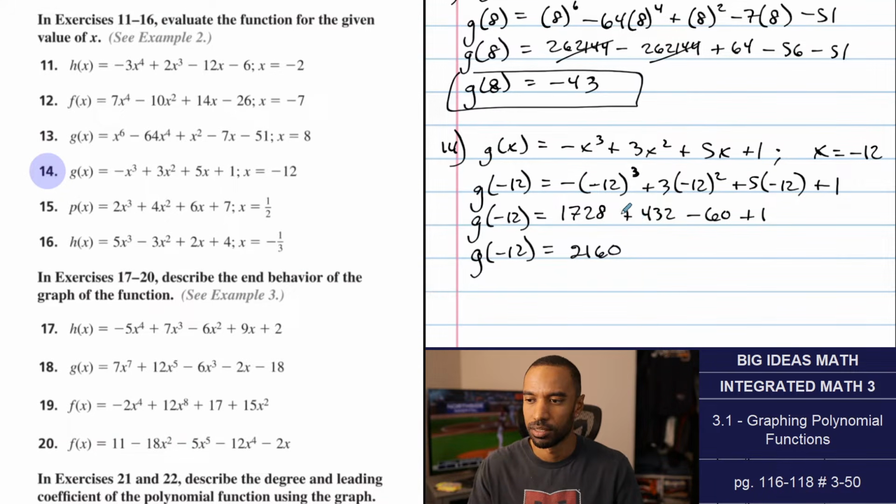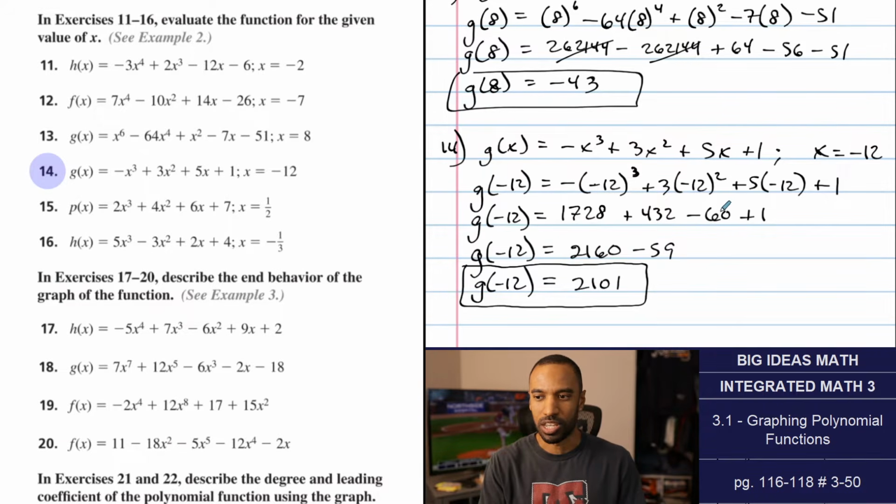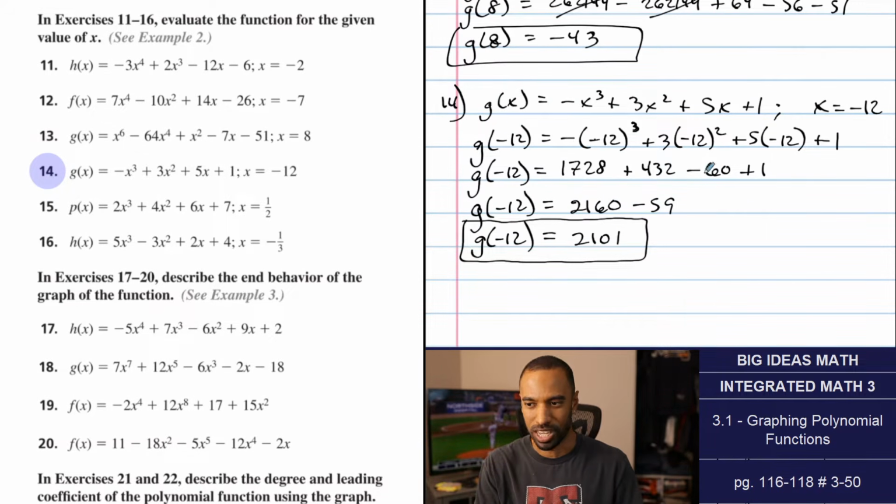2160. I think so. Minus 60 plus 1. How about this? Minus 59. 2101. The main reason I showed that was not because it was easier for me to do. It's actually easier to do 2160 minus 60 and then plus 1.